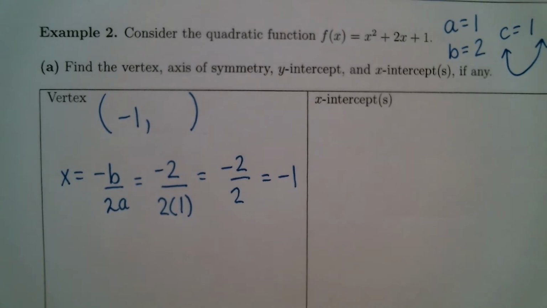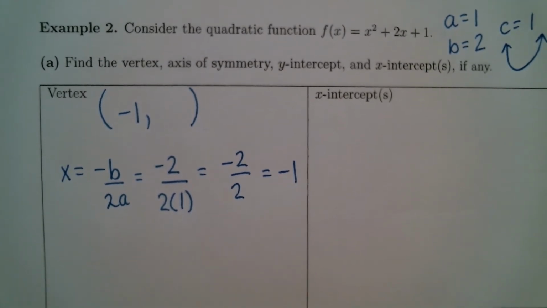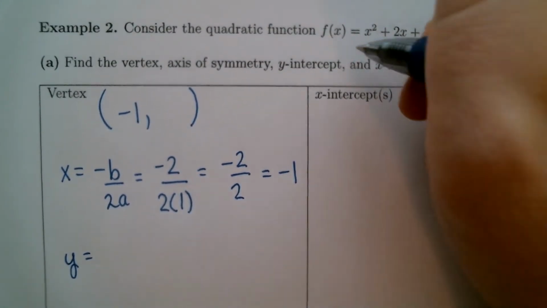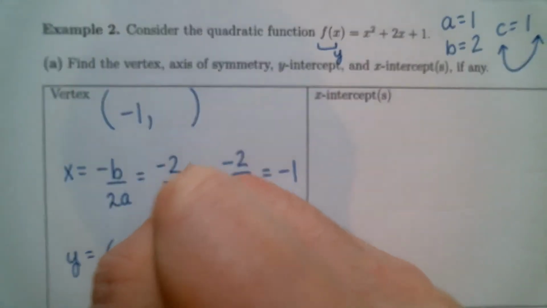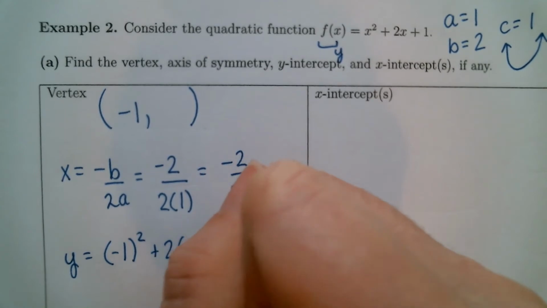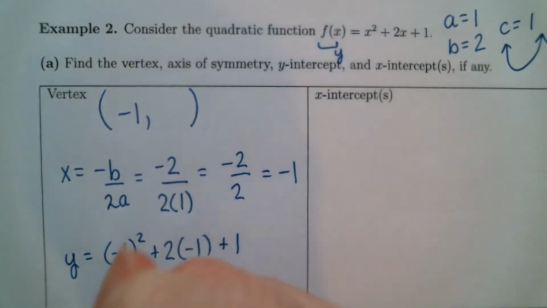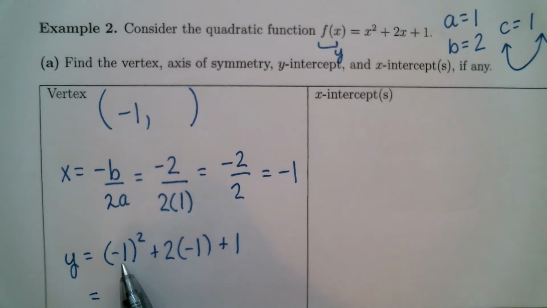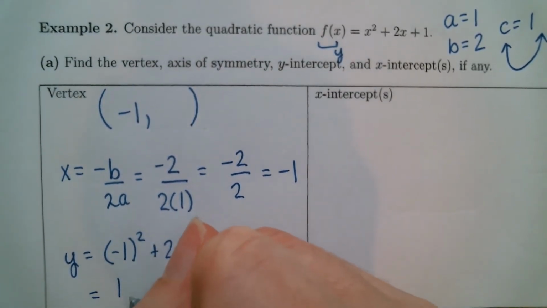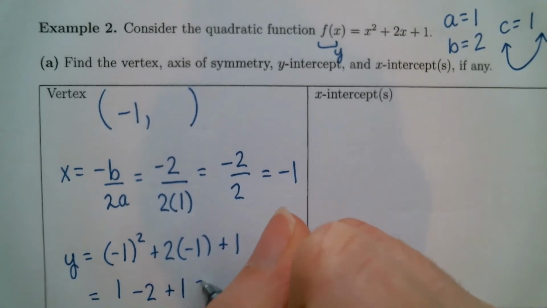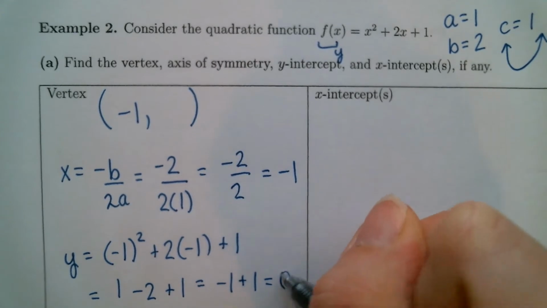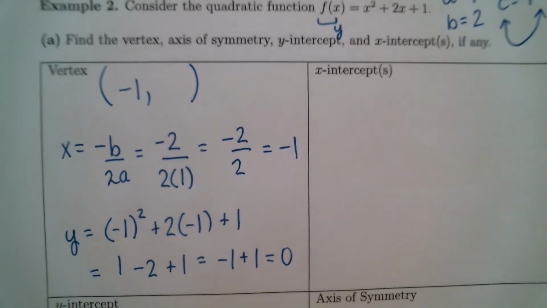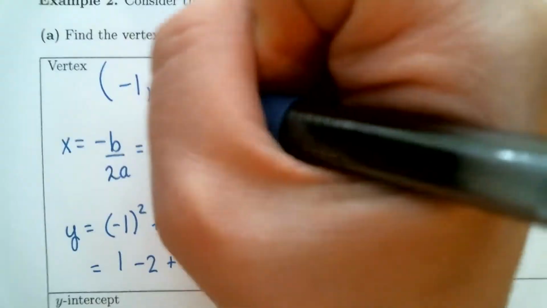And to get the y-coordinate, we need to plug this x value into the original function. So our y value is going to be negative 1 squared plus 2 times negative 1 plus 1. If we simplify, this is negative 1 times negative 1, that's positive 1, minus 2 plus 1. From left to right, that's negative 1 plus 1. You're going to get 0. So the vertex is going to be at the point negative 1, 0.